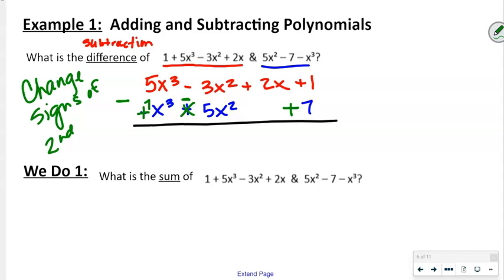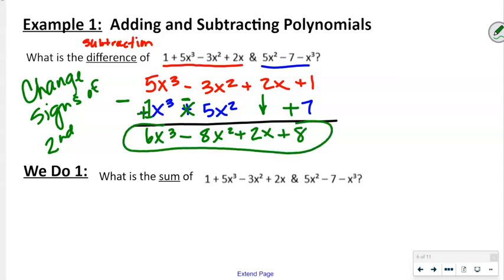Also remember that there's a 1 in front of there, so 5 plus 1 is 6, so this is 6x to the third. If we have two negatives, we just combine them, add them together, and keep the sign, right? So this is going to be minus 8x squared because 3 plus 5 is 8. We're just going to bring down that 2x because there's nothing else that combines with it. And then we're adding our 1 to our 7, so that's 8. So that is our answer right there when we subtract those two polynomials.